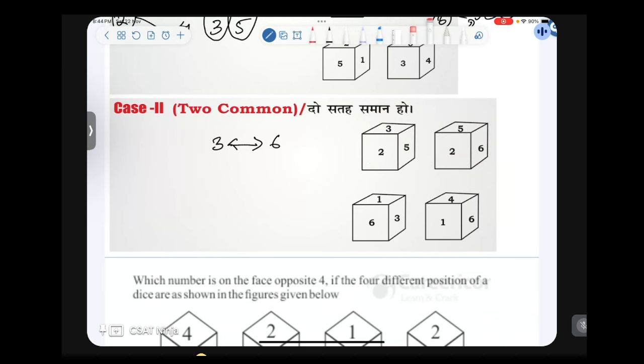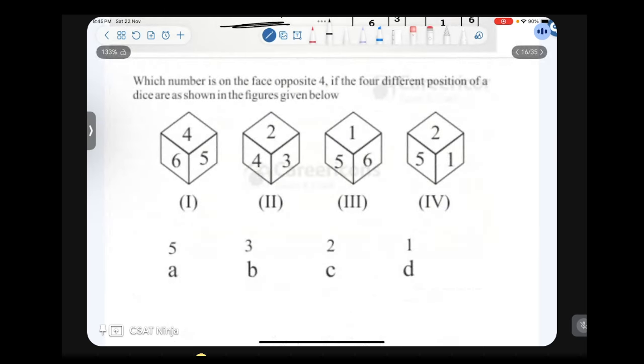If you look here again, next question, 1 and 1 here, 6 and 6 here. That means 3 and 4 are opposite to each other. I hope we are clear with this concept when there are two common sides. So let us try a question, and after that we'll go to data sufficiency.